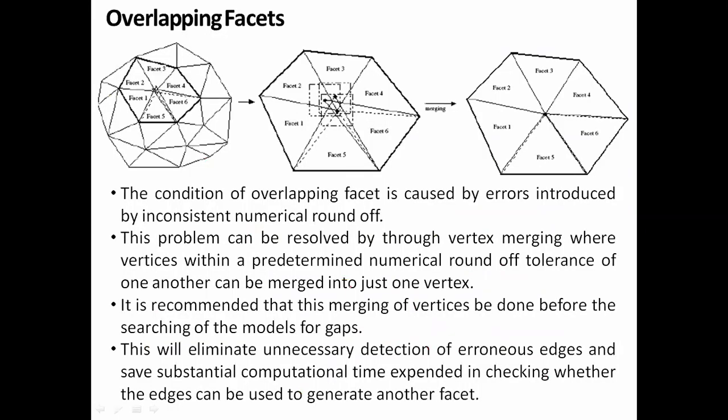Now, the second problem that we generally observe in this system is what we call overlapping facets. How does an overlapping facet look? The vertex has stretched to different dimensions in the STL file because of rounding errors. As a result, the location of the vertex has changed, and the edges are overlapping each other.